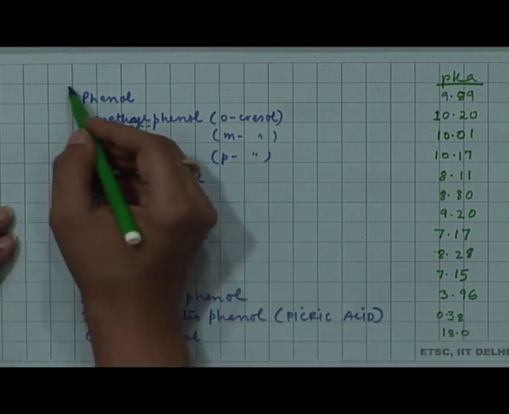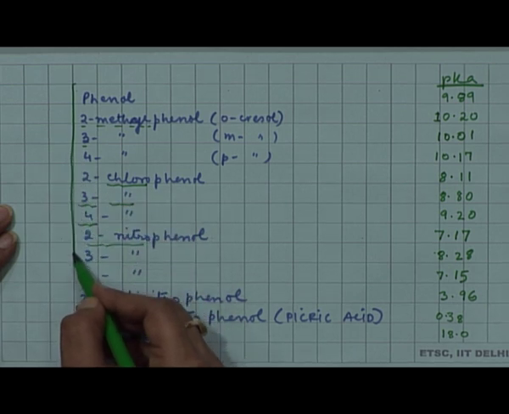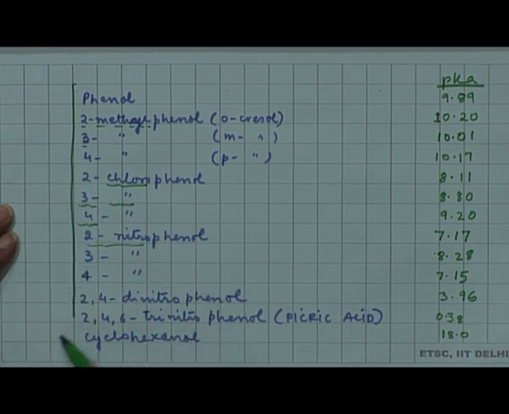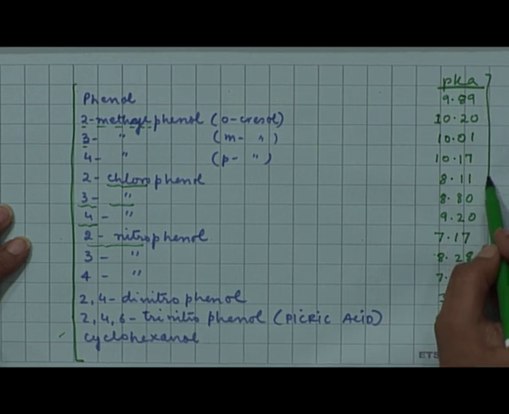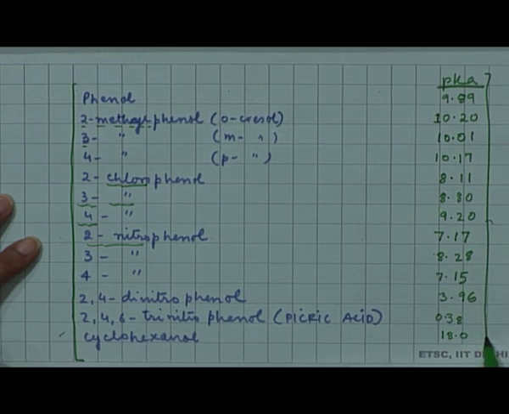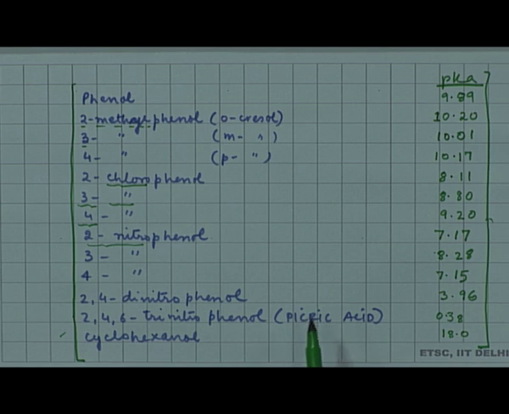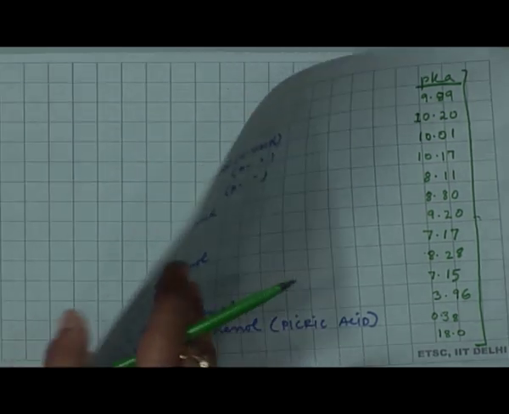So, this is a rough estimate of the pKa values and the effect of different electronic substituents at different positions on the aryl ring of the phenol and the relative influence it has on the acidity behavior of these molecules. Okay. All right. So, this was about the reactions with respect to the hydroxyl group.